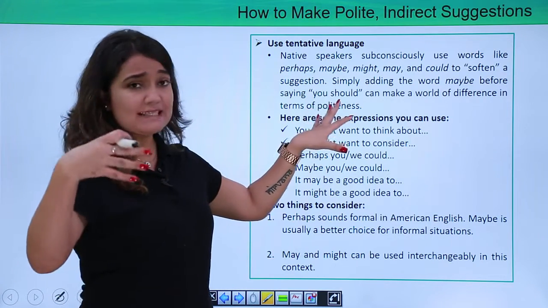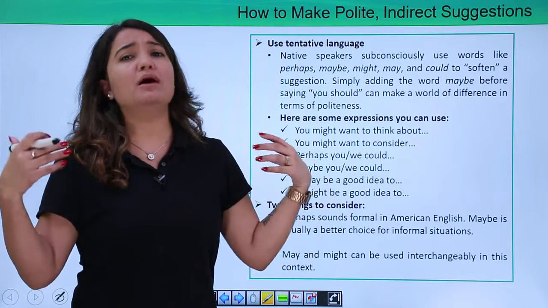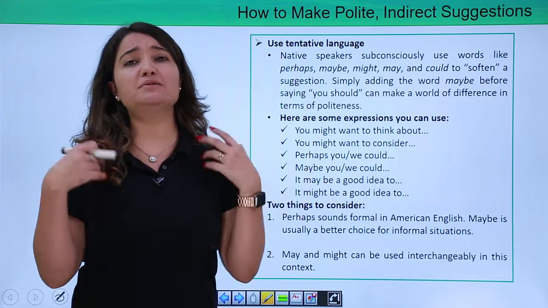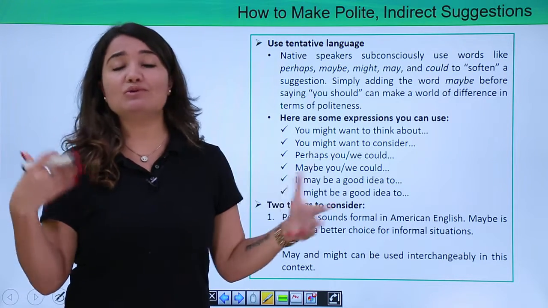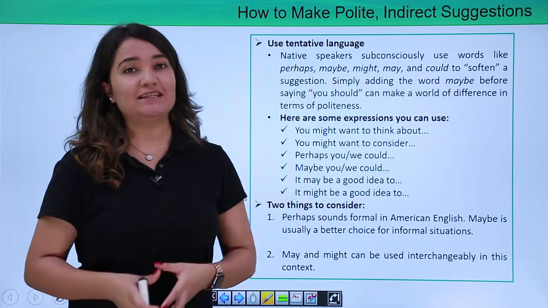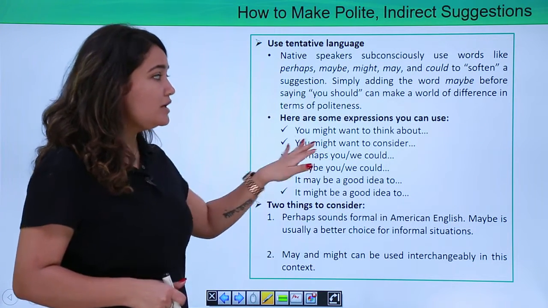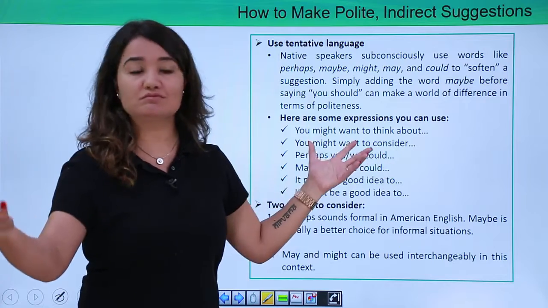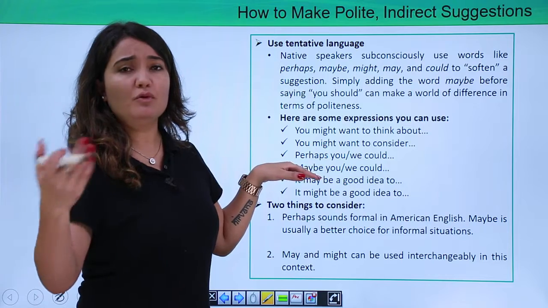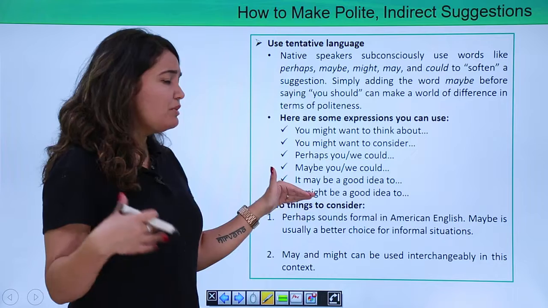So instead of saying "you should try this," you say "you might want to do this," or "perhaps that would work." Using words like might, may, could will end up softening your suggestion, and it is going to be way more accepted. So let's look at an example. You might want to think about so and so, or you might want to consider, or perhaps we could, or maybe we could, right? Or it may be a good idea to.